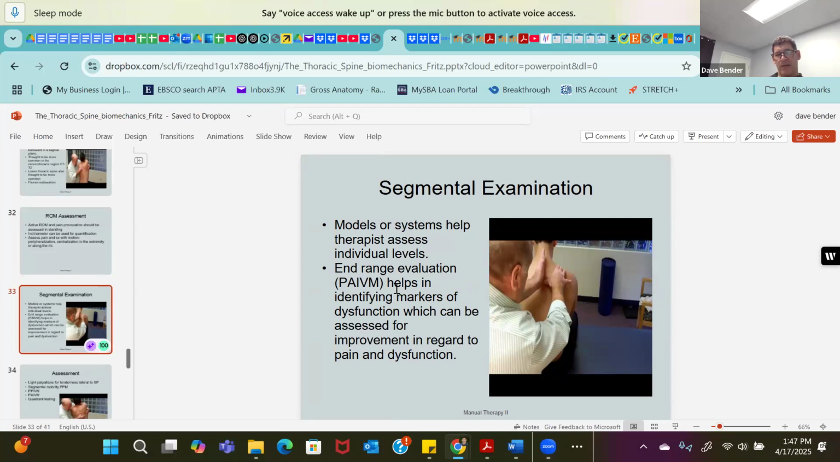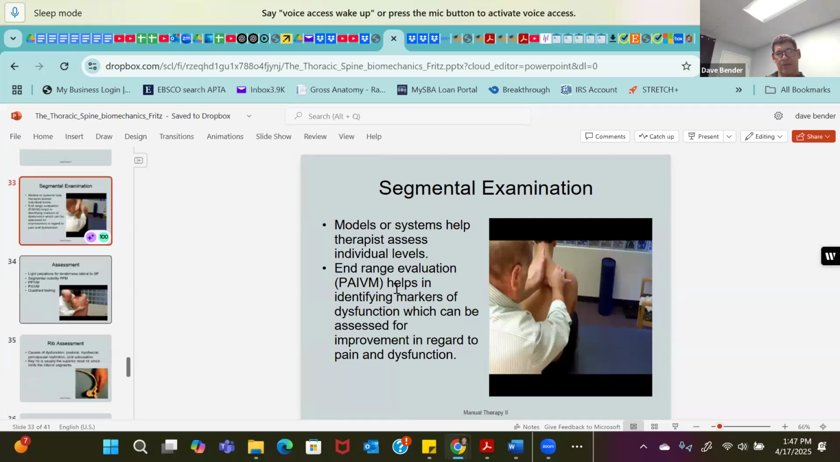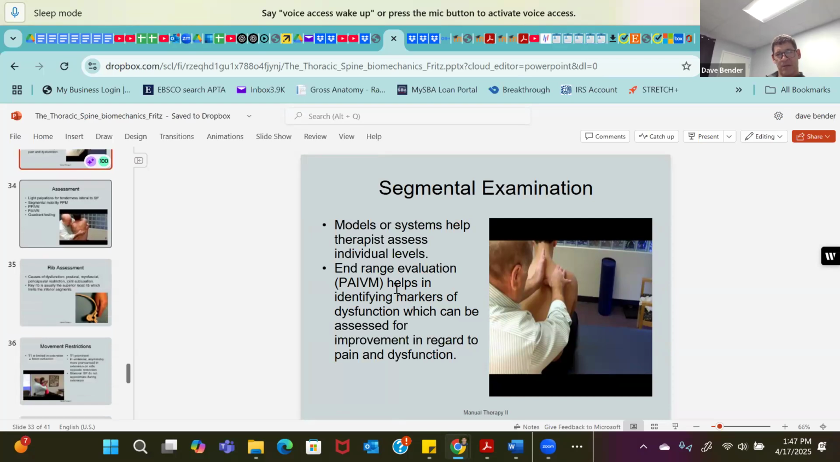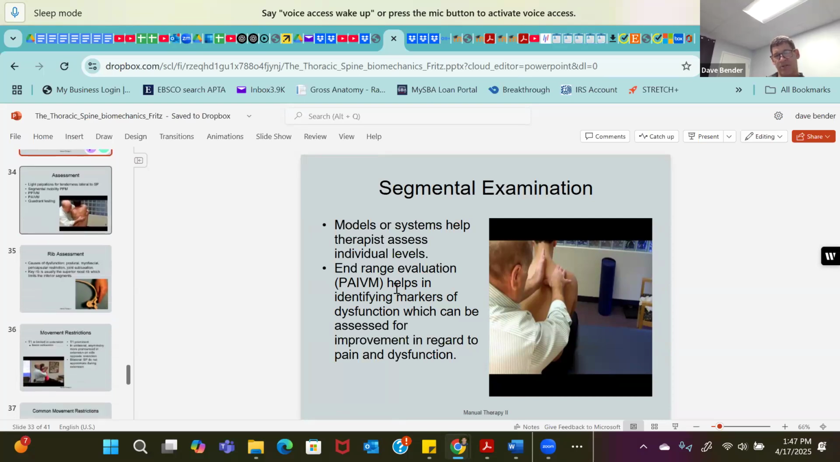And that's really where we get into looking at these individual joints and being able to be more specific, because finding a hypermobile segment is just as important to me, probably more important to me, than finding the restricted segment. I can find restricted thoracic segments in just about anyone. And many times they aren't causing problems.